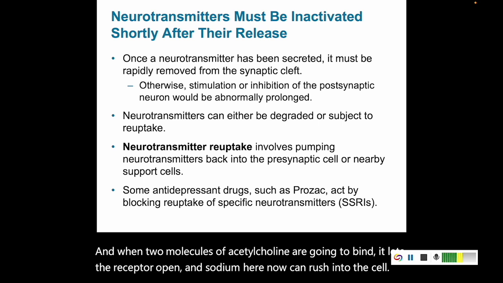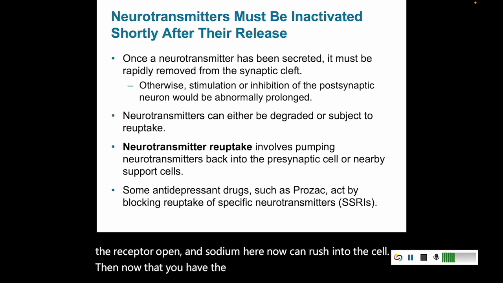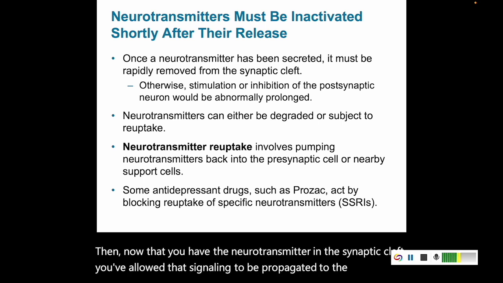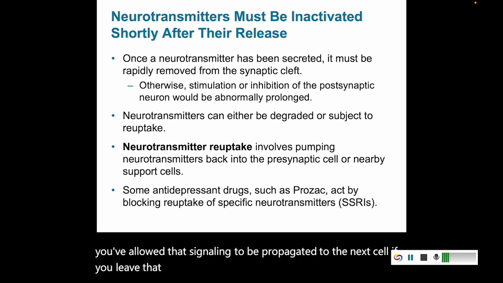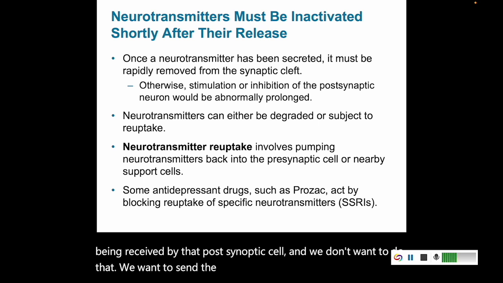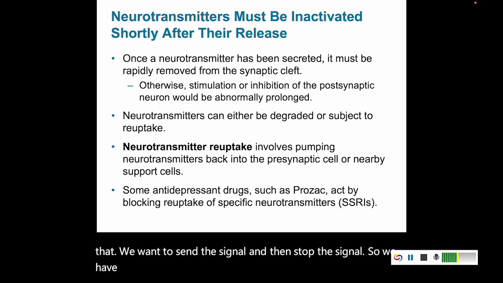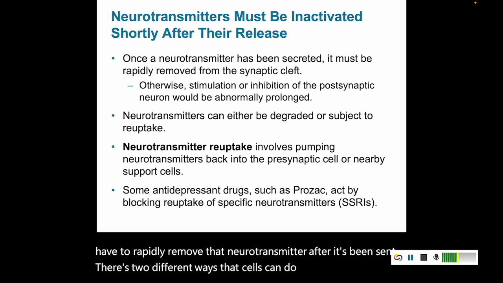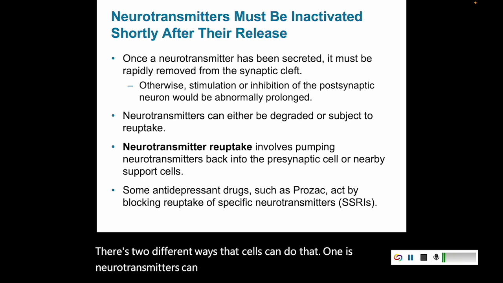Now that you have the neurotransmitter in the synaptic cleft, you've allowed that signaling to be propagated to the next cell. If you leave that neurotransmitter there, that signal is going to keep being received by that postsynaptic cell. And we don't want to do that. We want to send the signal and then stop the signal. So we have to rapidly remove that neurotransmitter after it's been sent. There are two different ways that cells can do that. One is that neurotransmitters can be degraded. So once it's been released, it breaks down.